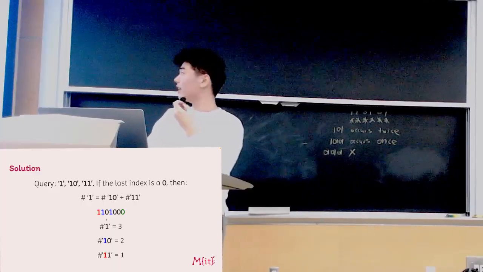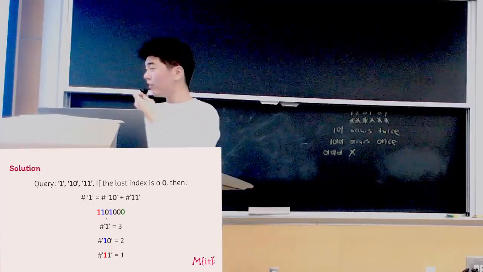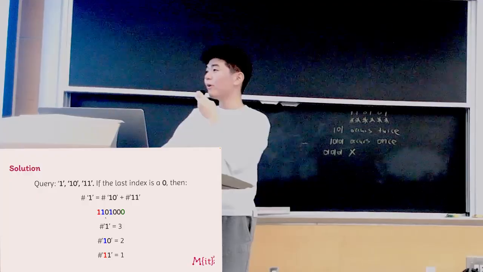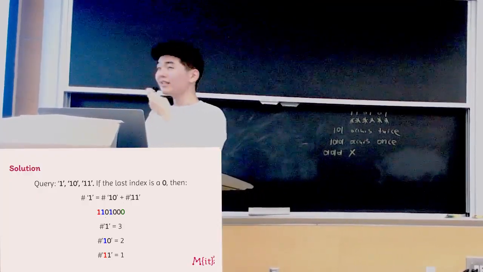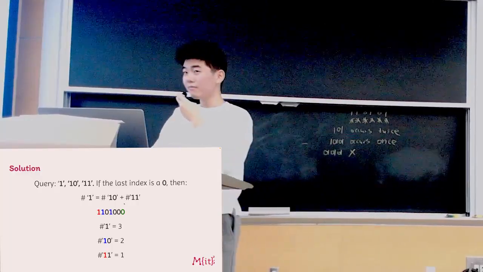And these are equal. So that actually just solves the problem. So our three queries will be 1, 1, 0, and 1, 1. And by using these numbers, we can determine if the last index is a 0 or a 1.